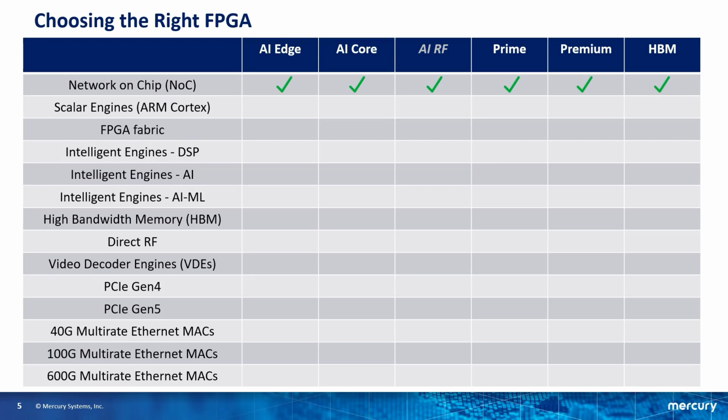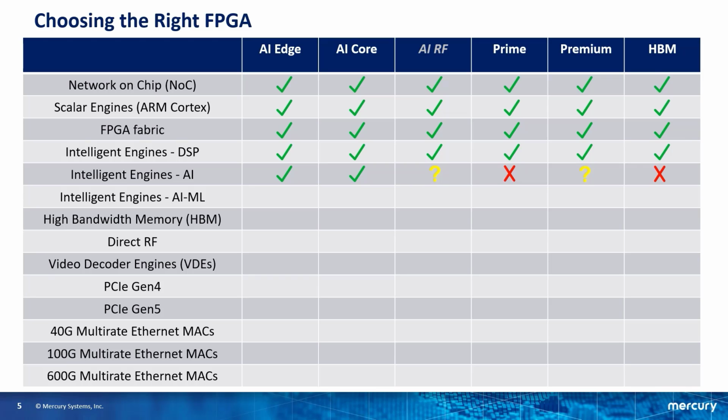All of the chips have a network on chip connection. They all have scalar engines, the ARM Cortex processors. They all have FPGA fabric. They all have intelligent engines, the DSPs. And for the intelligent engines, the AI type, the Edge and the Core have that. I have a question mark on the AI RF because while we know they have AI engines, we don't know what kind will be in there. Prime does not have AI engines, and neither does HBM.